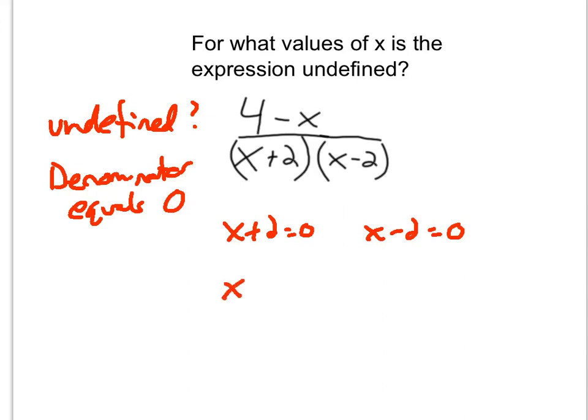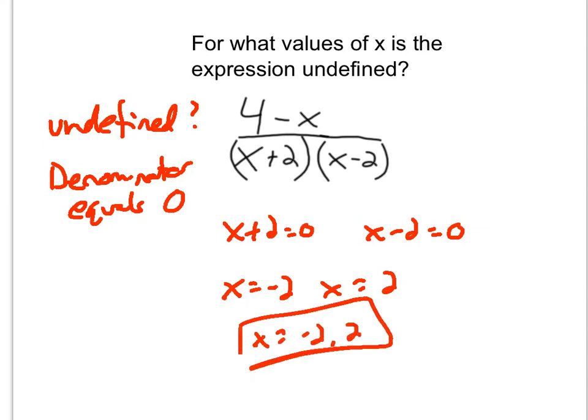So we're going to get x equals negative 2 and x equals positive 2. Okay, so x equals negative 2 and positive 2. Those values will make the expression undefined. So if I put negative 2 in, negative 2 plus 2 is 0, which will make this whole thing 0 out. And if I put 2 in, 2 minus 2 is 0, which will make that whole thing 0 out.